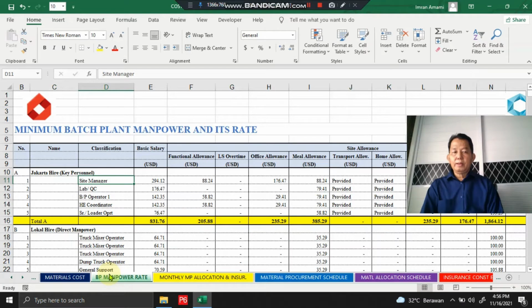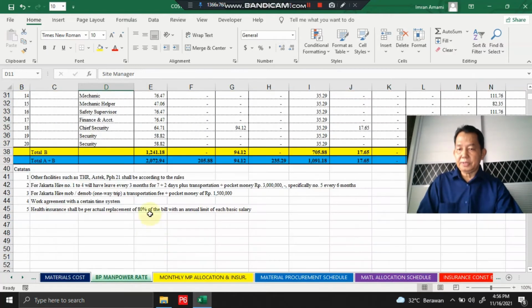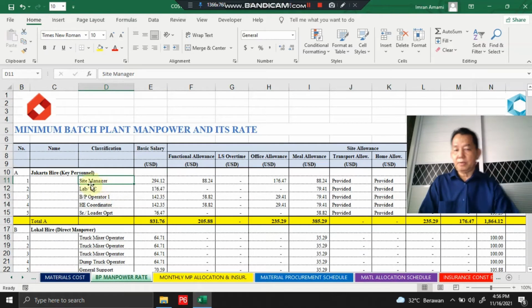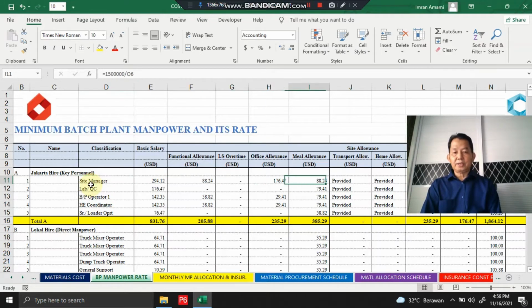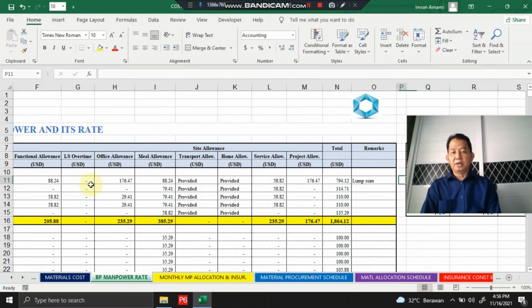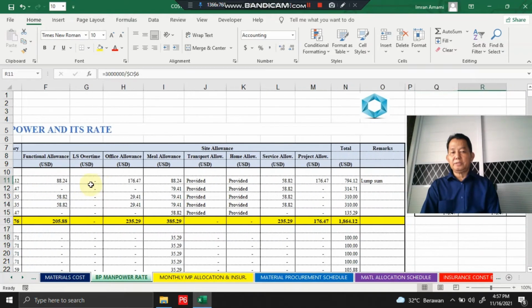So we only assign the personnel for Jakarta hire or key personnel and local hire for direct manpower only. Yes. And this is the breakdown of the total manpower, both direct and indirect or key personnel only, for supporting this project. And then we found the total unit rate for each manpower or each personnel.